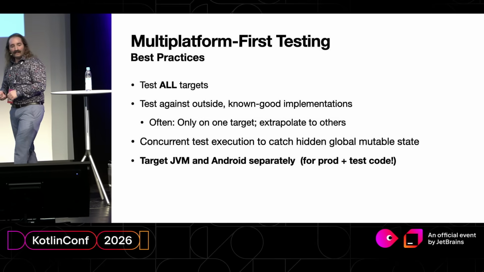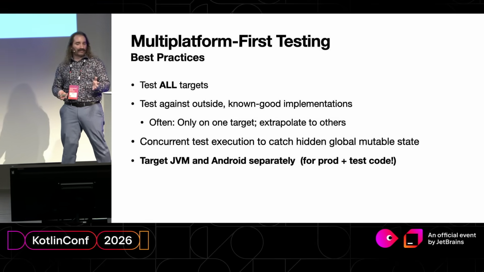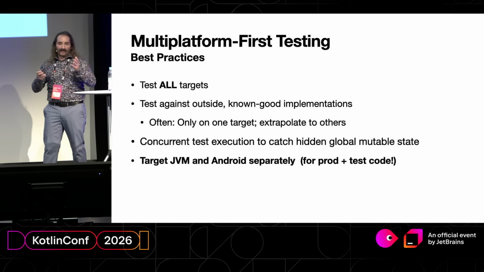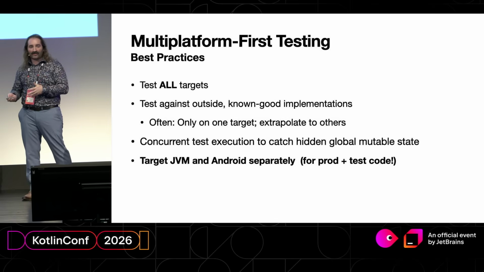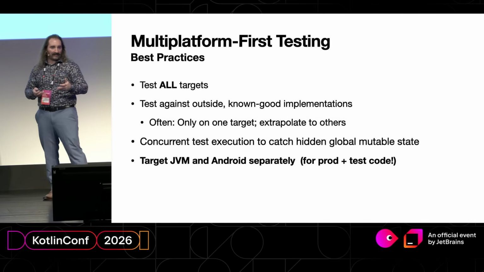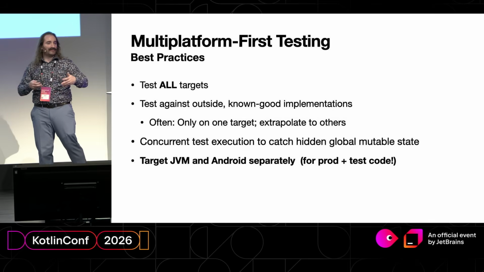And you want to execute your tests concurrently to catch hidden global mutable state because, surprise, surprise, this differs from target to target. And you most definitely want to target the JVM and Android separately because Android is not a JVM and the JVM is not Android. So as soon as you get close to the hardware, things get different. And as soon as you get close to the operating system, things start to differ as well.